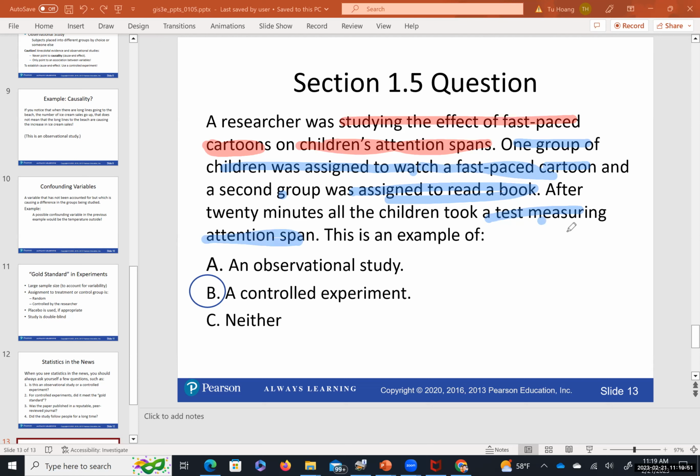So according to this, you can see we split into two groups. One got the effect from the cartoon, and the other one just read the book. So this clearly must be a controlled experiment, because we did split it into groups, and then we have some treatment for each group, something like that. So that's my controlled experiment.